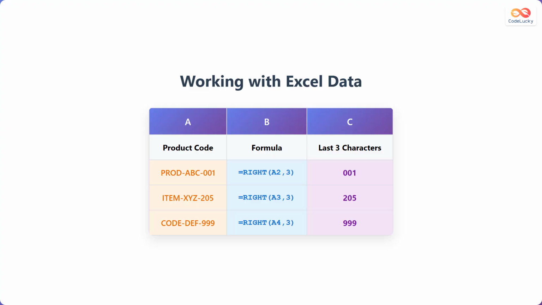Let's see how the RIGHT function works with data in an Excel table. We have a table with three columns, A, B, and C. Column A contains product codes, column B contains the formula, and column C displays the last three characters extracted using the formula. For example, in the first row, the product code is prod-abc-001. The formula applied is equals RIGHT, open parenthesis, A2, 3, close parenthesis, which extracts the last three characters from cell A2, resulting in 001.